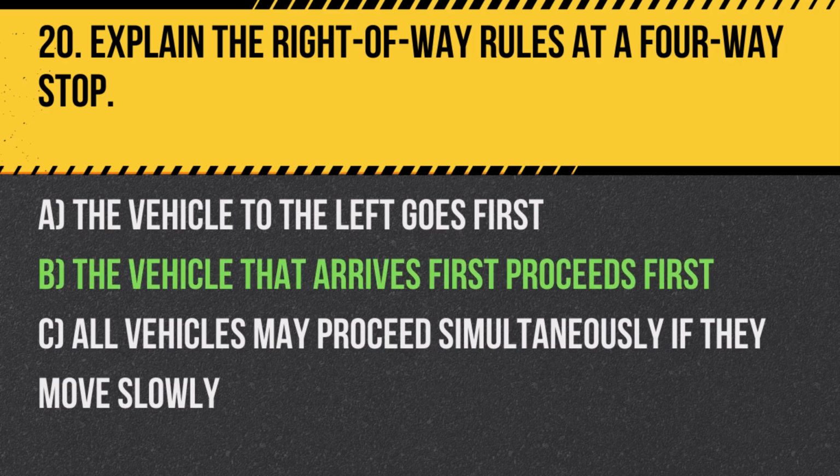Answer: B. The vehicle that arrives first proceeds first. At a four-way stop, the first vehicle to stop at the intersection has the right-of-way.